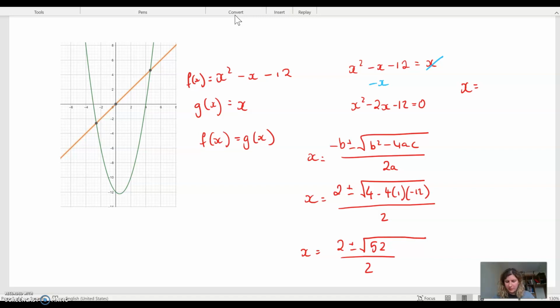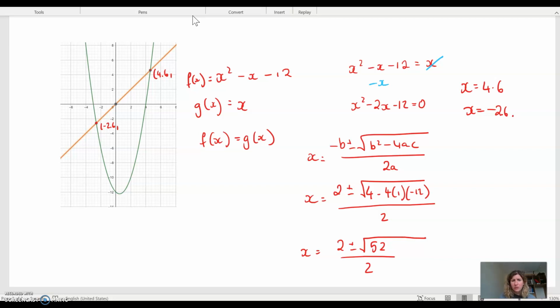I should have my screen one up, but I forgot this morning. 2 plus the square root of 52, over 2, that's x equals 4.6. Okay, and then 2 minus the square root of 52, over 2, that's negative 2.6. Okay, so we know our x coordinates here are 4.6 and negative 2.6. We then need to solve for our y coordinates of the graph.